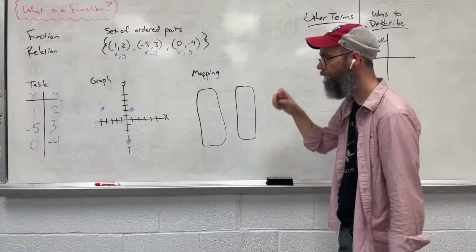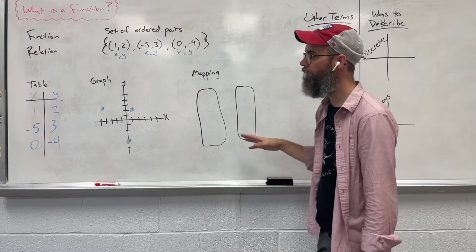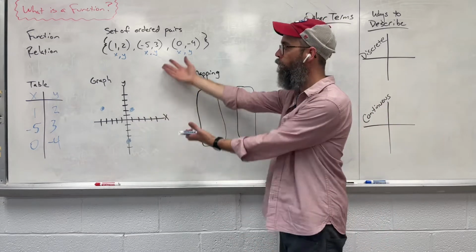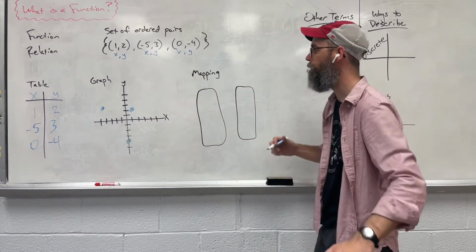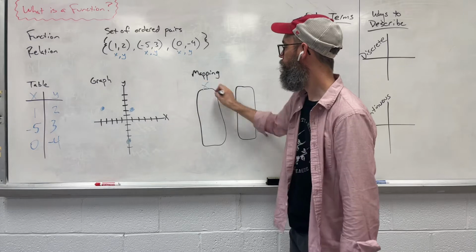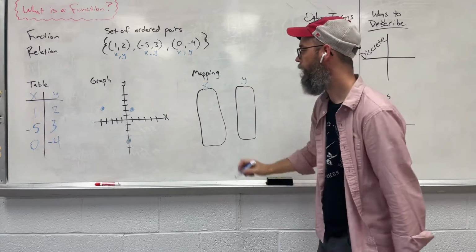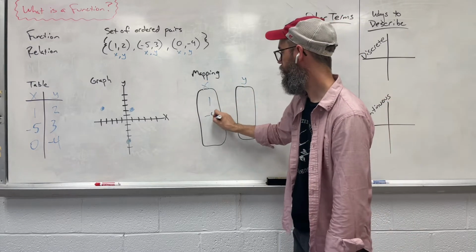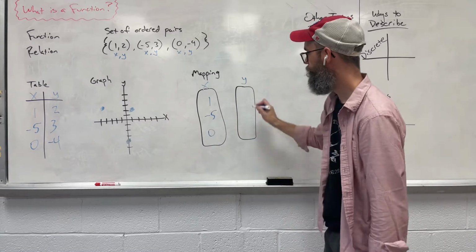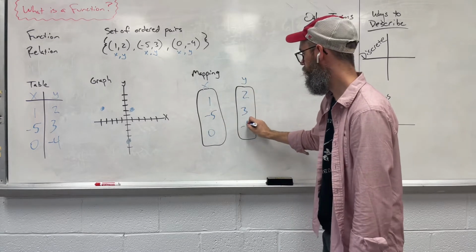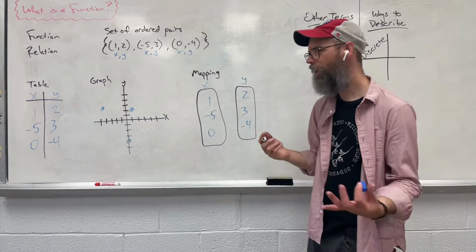Now, what is a mapping diagram? A mapping diagram is essentially the same thing. It's just a fourth way of rewriting the same information. So we need a title up here. We'll call that x, call that y. I'm going to say 1, -5, 0, 2, 3, -4. So again, almost like I didn't do anything.